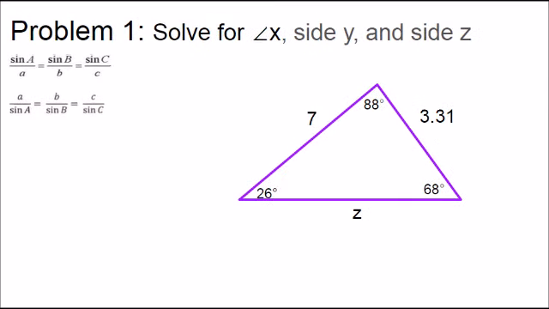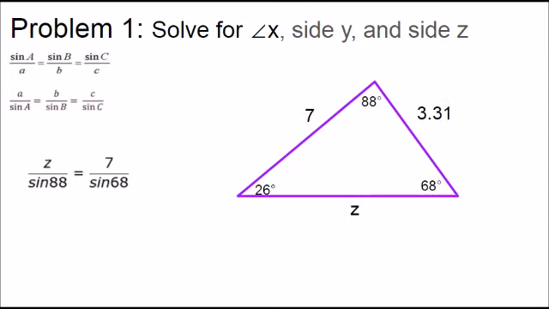So now the only variable we have left to solve for is side z. We already have the angle measure and we're solving for another side, so we are going to use the same formula. When you set up your proportion, it'll be z over sine 88 equals 7 over sine 68. And it's better to use information already given to you in case you rounded with the other side, unless you want to use all of the decimals that were given to you. This way your answer will be more accurate.